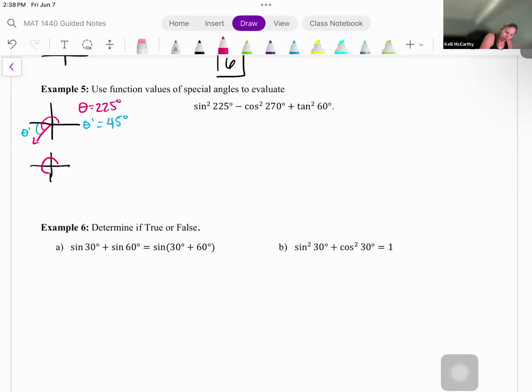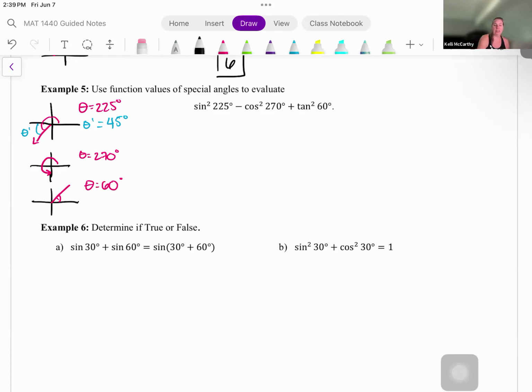270, that's a quadrantal angle. So we don't need to use a reference angle for that. We know those trig function values. And 60 degrees is going to be in this first quadrant. And when our angle is in the first quadrant, we do not need a reference angle either because the reference angle is equal to our angle measure.